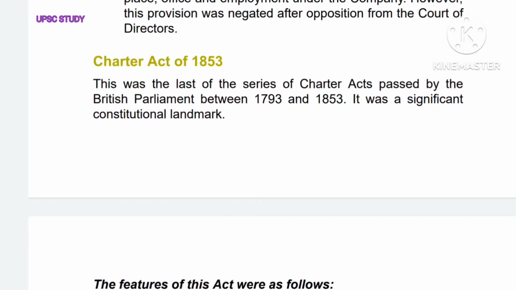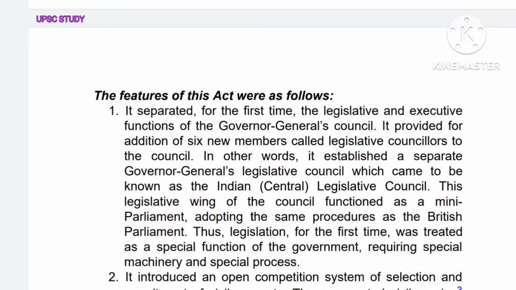Charter Act of 1853. This was the last of the series of Charter Acts passed by the British Parliament between 1793 and 1853. It was a significant constitutional landmark. The features of this act were as follows. Number 1. It separated for the first time the legislative and executive functions of the Governor General's Council. It provided for addition of 6 new members called legislative councillors to the council.